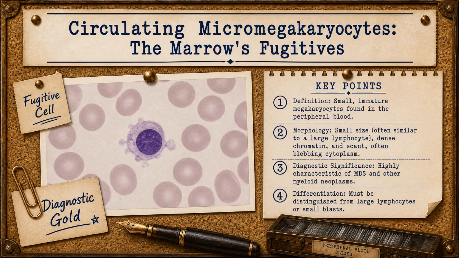So, when you're scanning a peripheral blood smear and you come across one of these tiny giants, remember its significance. It's a powerful clue that the bone marrow is struggling to produce healthy platelets and is a strong indicator of an underlying myelodysplastic syndrome. Next, let's head into the bone marrow to see the dysplastic megakaryocytes themselves.